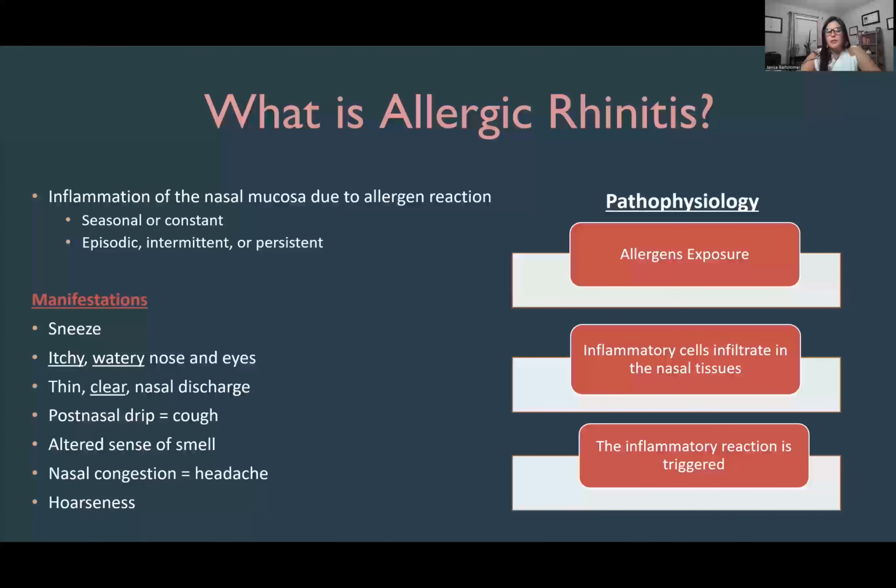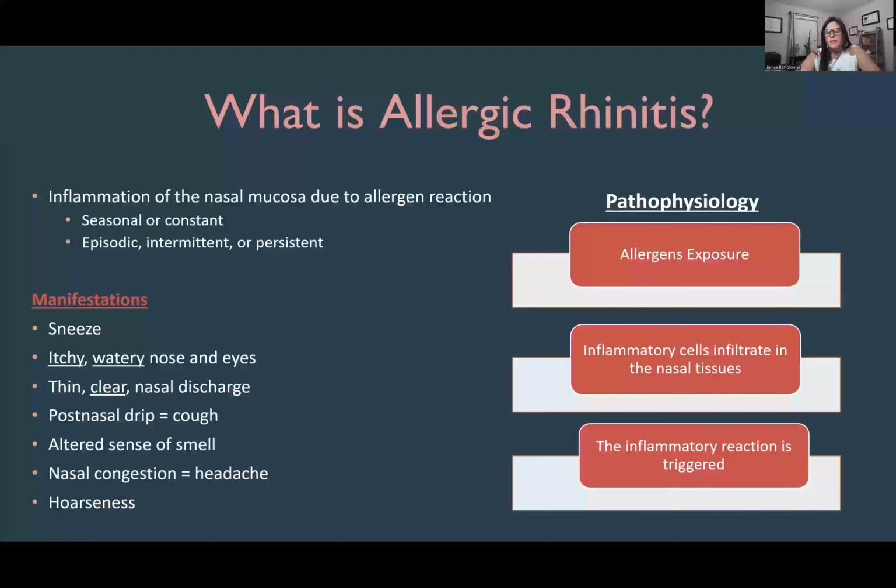And somebody can experience this constantly. Some people have chronic allergies, and some people could just have them at particular times of the year. For example, spring, whenever you have all this pollen flowing around.